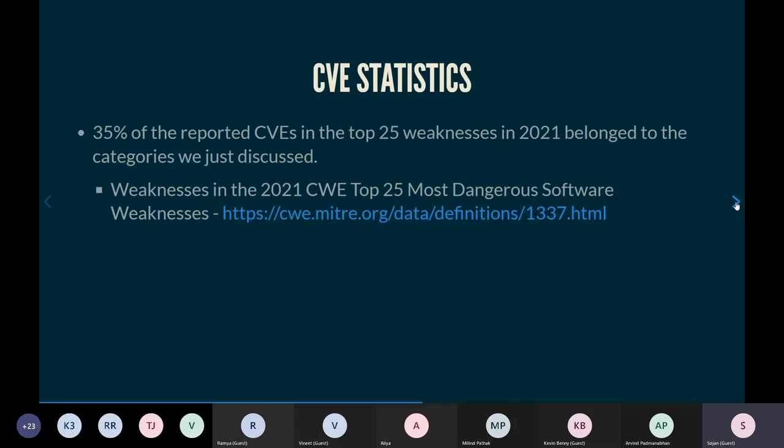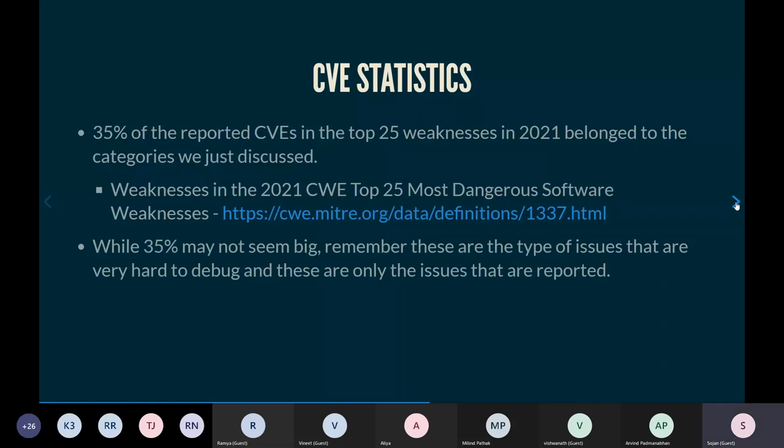And you can follow this link here, and in this link you will see the top 25, and then you can go further in, and in the top 25 you can get the counts, and you do the simple math, and this is the number you come to. 35% of the bugs reported are due to these categories of issues.